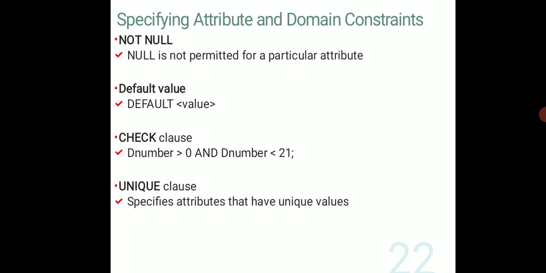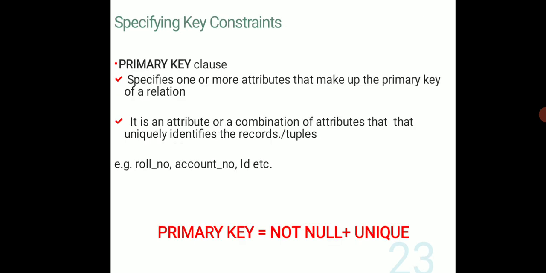D number greater than 0 and D number less than 21. We are giving the check condition. Unique means specifying attributes that have unique values. For all those having unique values, those things will be displayed.